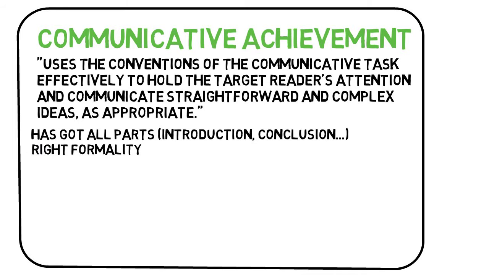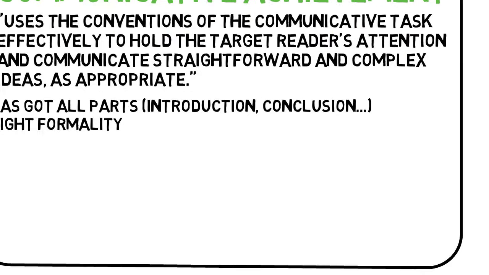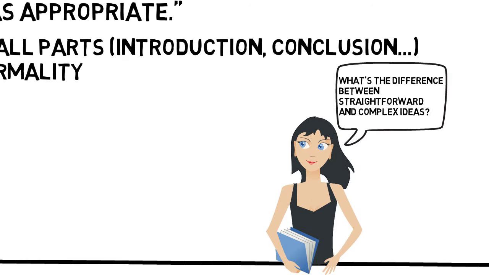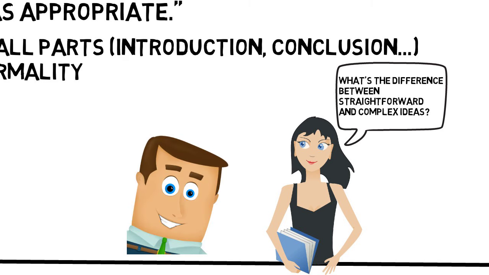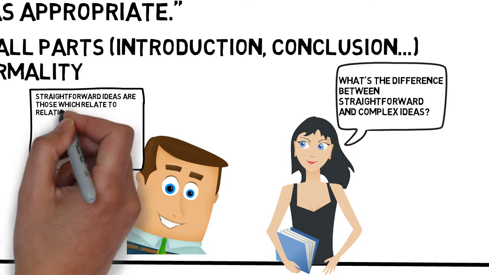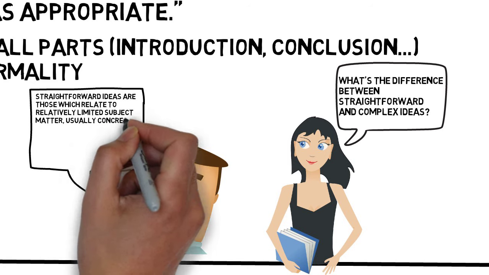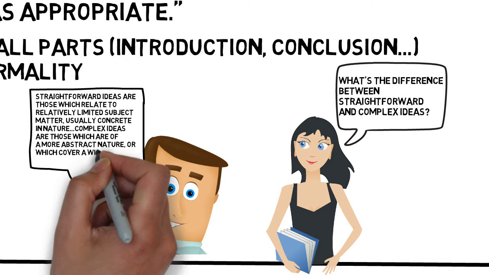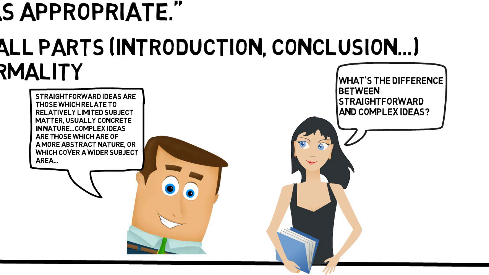What is also important is the formality, which means that you have to know how formal each text is supposed to be and use appropriate formal language. Some people might wonder what Cambridge means by straightforward and complex ideas. Their explanation is that straightforward ideas are those which relate to relatively limited subject matter, usually concrete in nature, whereas complex ideas are those which are of more abstract nature or which cover a wider subject area. So the more abstract your idea is, the better.